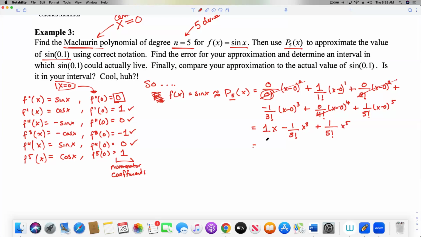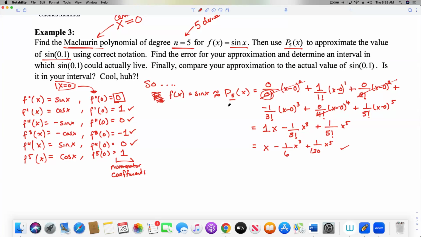Now when we clean this factorial up, we get x minus 1 over 6 x cubed plus 1 over 5 times 4 is 20, times 3 is 60, times 2 is 120, x to the 5th. Now, do you have to go all the way here? No, you really don't. We could have stopped at the 5 factorial.